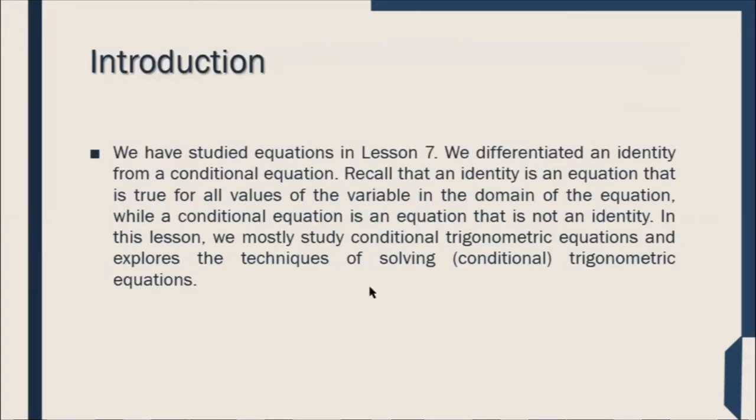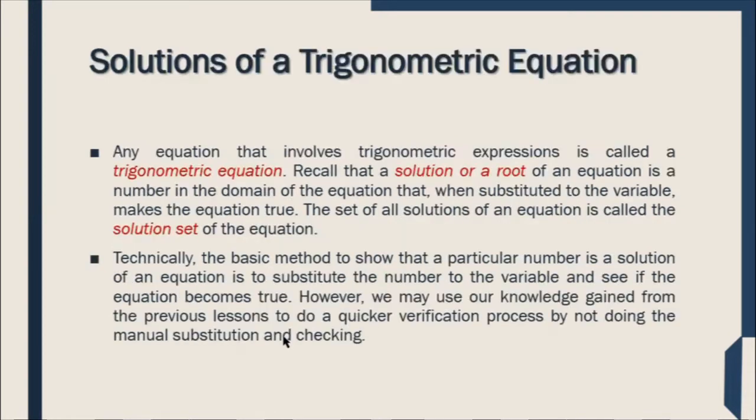We have studied equations in the lesson 7. We differentiated an identity from a conditional equation. Recall that an identity is an equation that is true for all values of the variable in the domain of the equation, while a conditional equation is an equation that is not an identity. In this lesson, we mostly study conditional trigonometric equations and explore the techniques of solving conditional trigonometric equations.